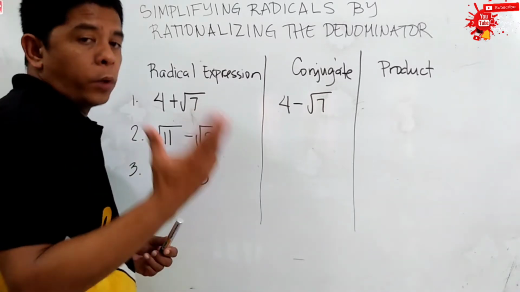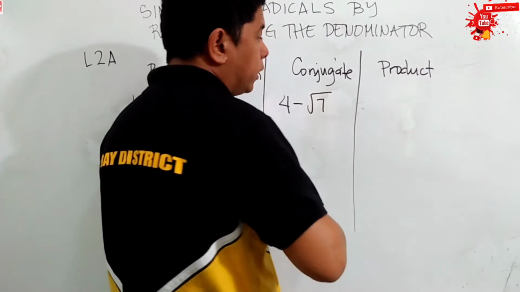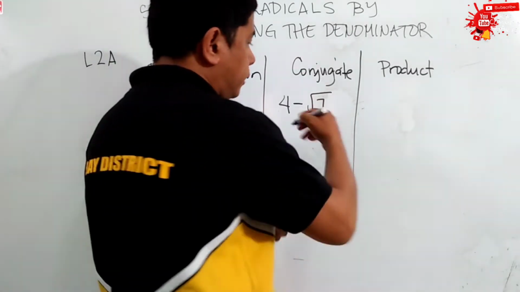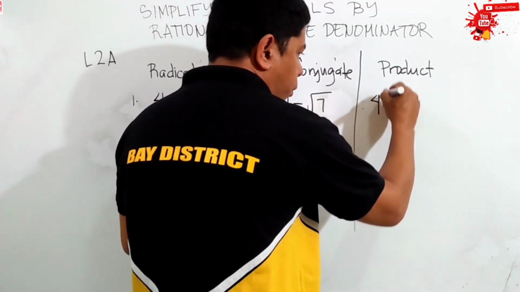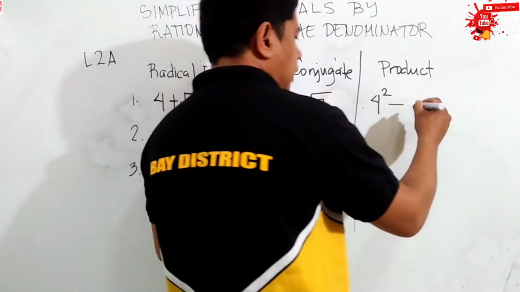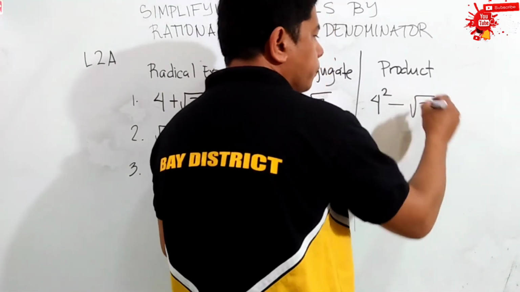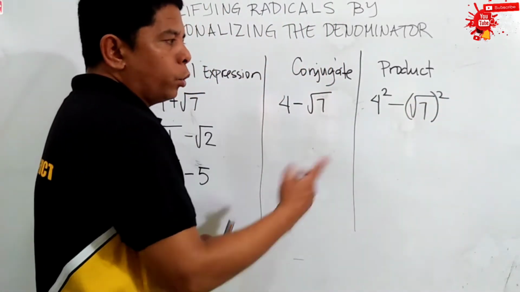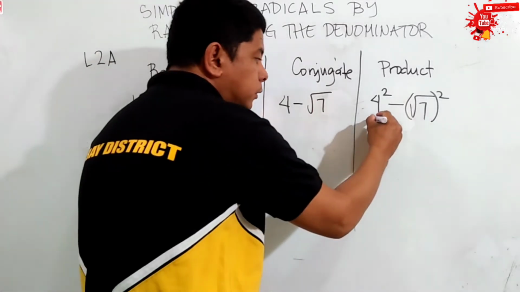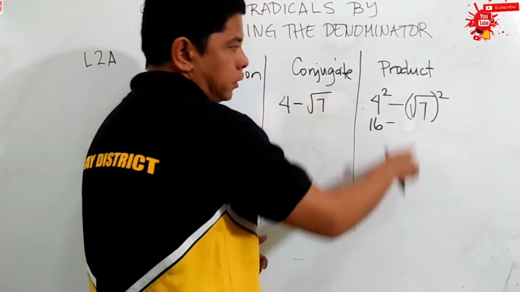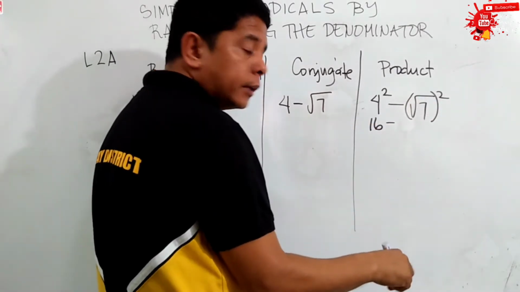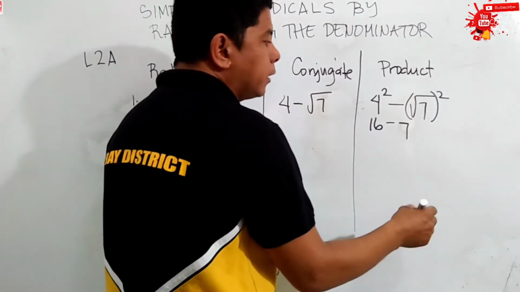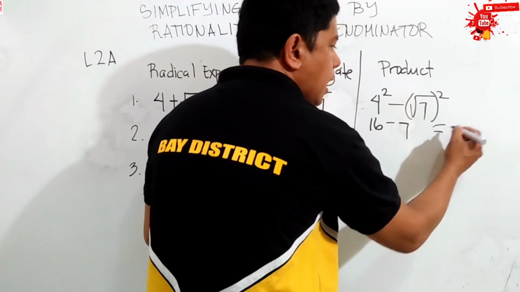So, kunin natin ang square. Pakita natin yung solution kasi kinukuha natin yung solution. Pero kapag sa actual na, pwede na natin i-direct. So, get the square of the first term, 4 squared, minus the square of the second term. What is 4 squared? That is 16 minus the square root of 7 squared is 7. Tinatanggal na lang natin ng radicals. And 16 minus 7 is equal to 9.